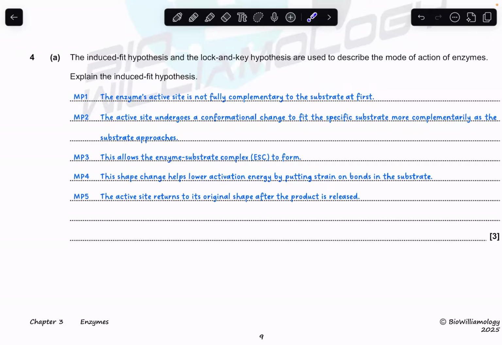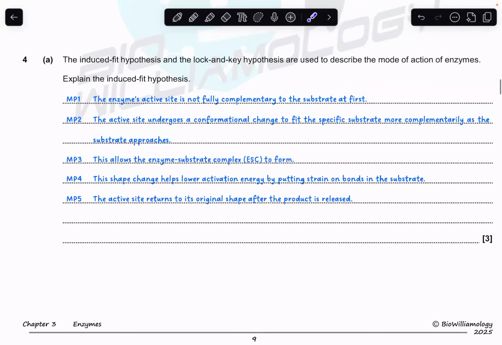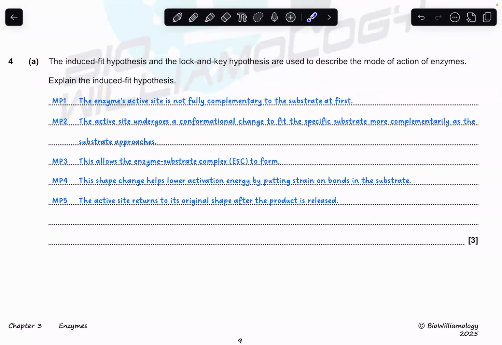Okay. And when the reaction has been completed, the active site returns to its original shape after the product is released. So, very important, in terms of the induced fit model, you must understand that the active site now puts strain on the existing chemical bond, so it reduces the activation energy to break the bonds.